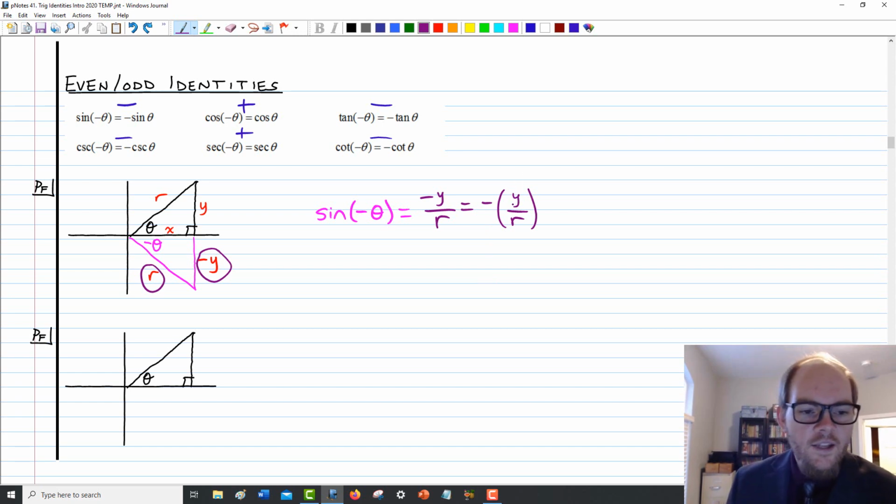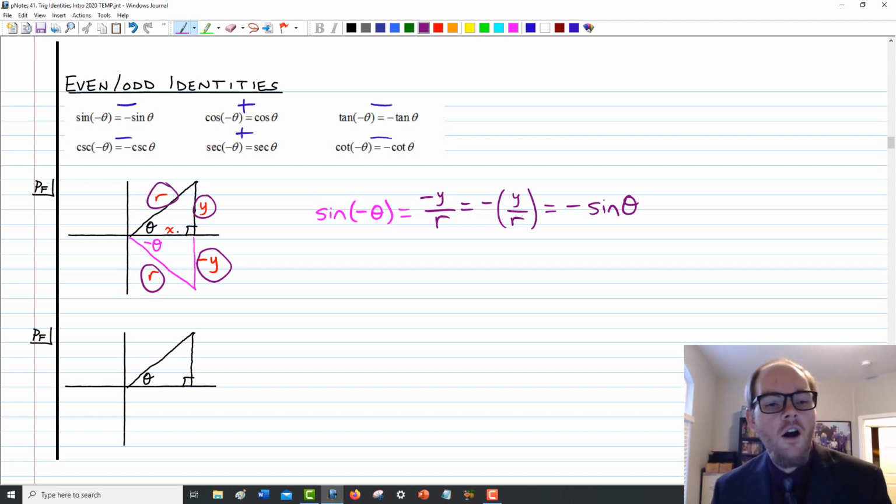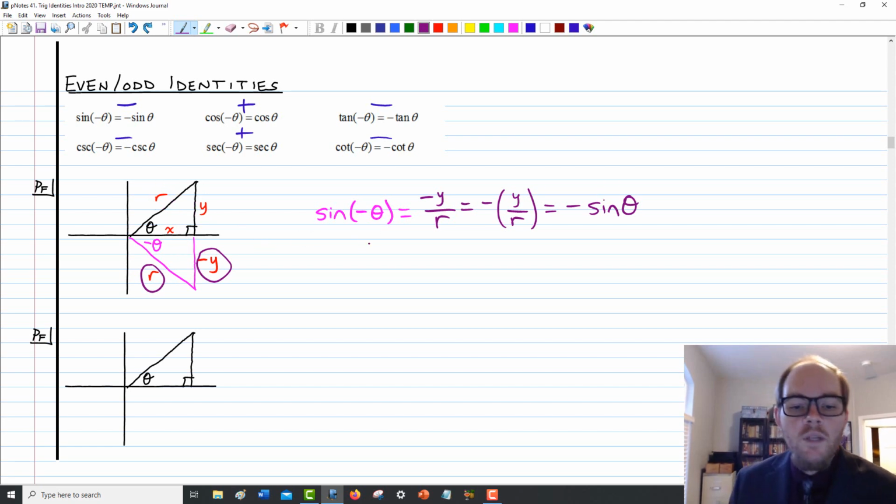And of course, the reason I did it in this way is because y over r happens to be sine of theta. So in other words, just by working through that, we can see that on regular theta, positive theta, we get y over r as our opposite over hypotenuse, which means exactly what we expected, or at least exactly what the Trig Identities info up top said. Sine of negative theta is equal to negative sine of theta.